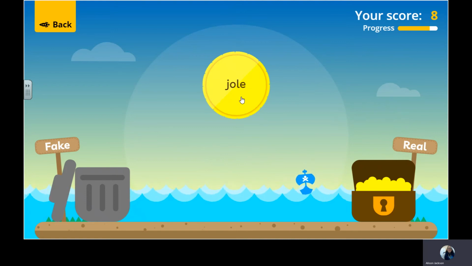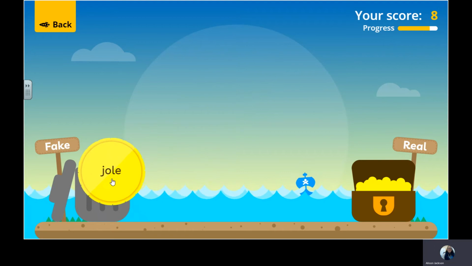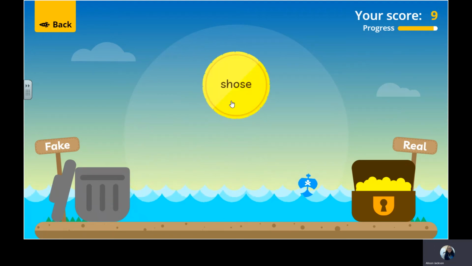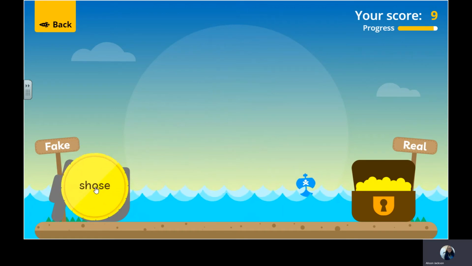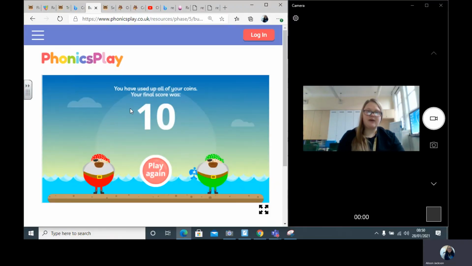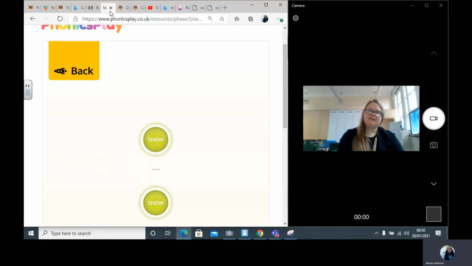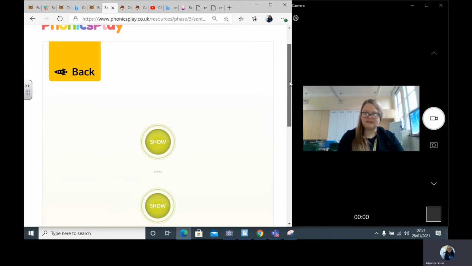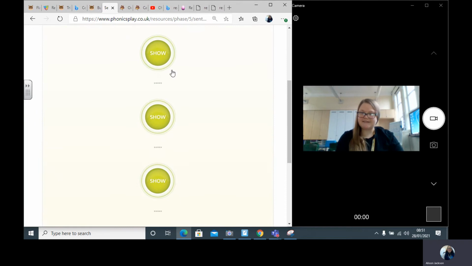Joel, real or fake? Fake. Shows, real or fake? It's fake. Okay, well done, 10 out of 10. Last activity of our phase 5 phonics, our sentences.